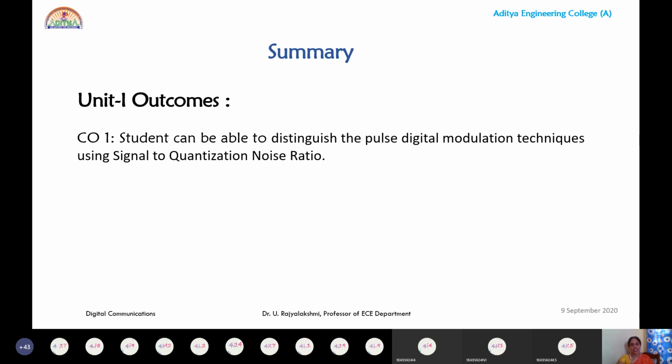In that we can discuss three kinds of modulation techniques, namely amplitude shift keying, frequency shift keying, and phase shift keying. Any doubts in Chapter 1, or else we can wind up the session.